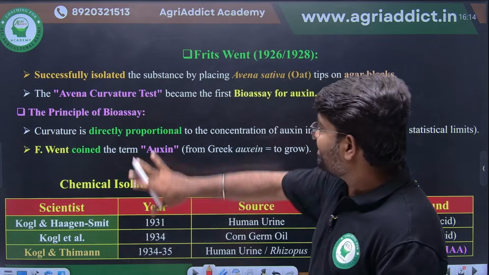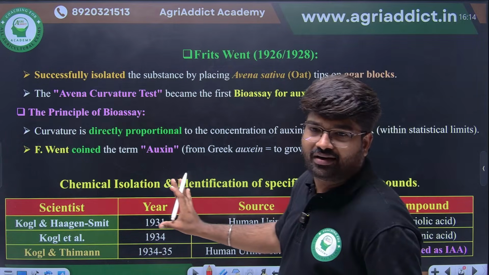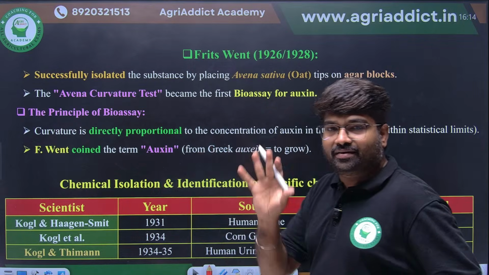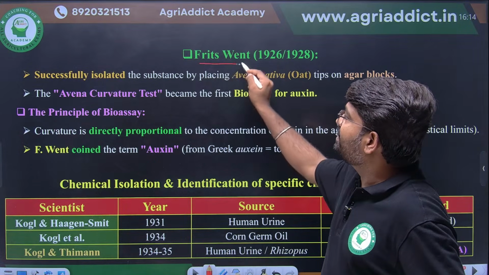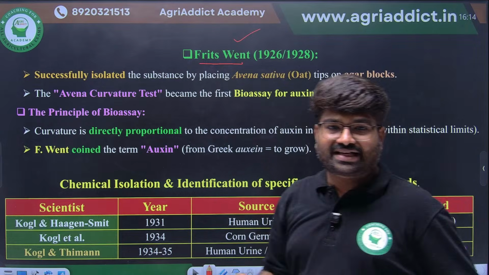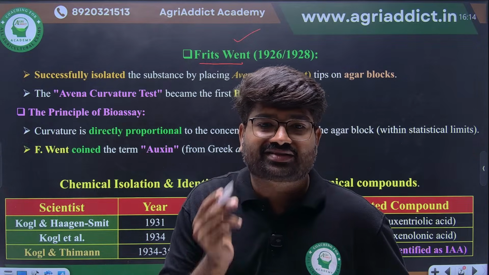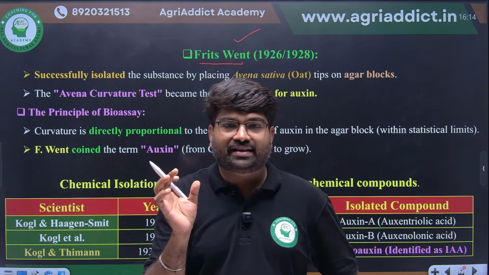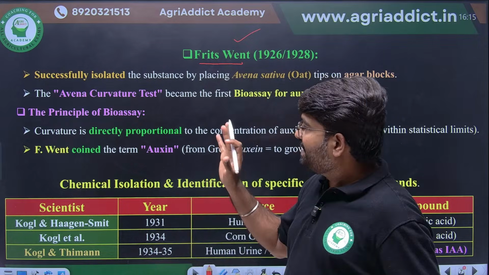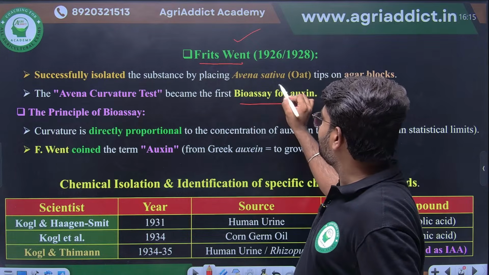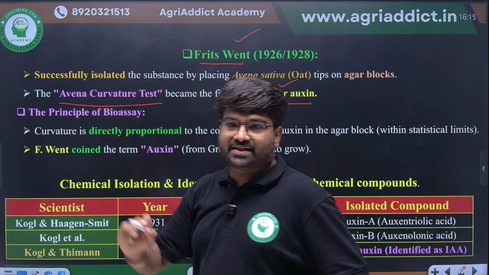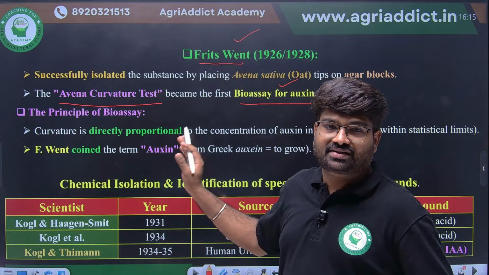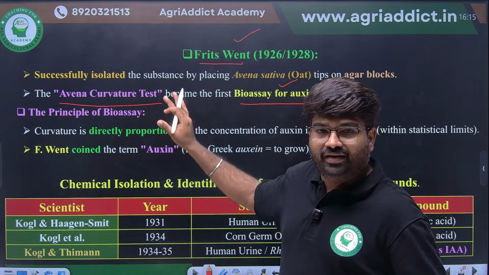This is another most important and repeated slide; repeated questions are asked from this slide only. The term auxin was given by F.W. Went. He is the person who first successfully isolated the auxin hormone. The major bioassay for auxin is the Avena curvature test, the basic test for determining the auxin content. These two are very important points.